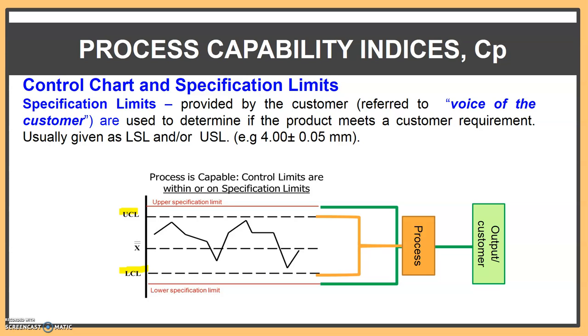This is a control chart for the process UCL and LCL limits and the upper specification limit from the customer. You will notice that the tolerance for the process is smaller than the tolerance from the customer. That means your process will fulfill the requirement for the customer.